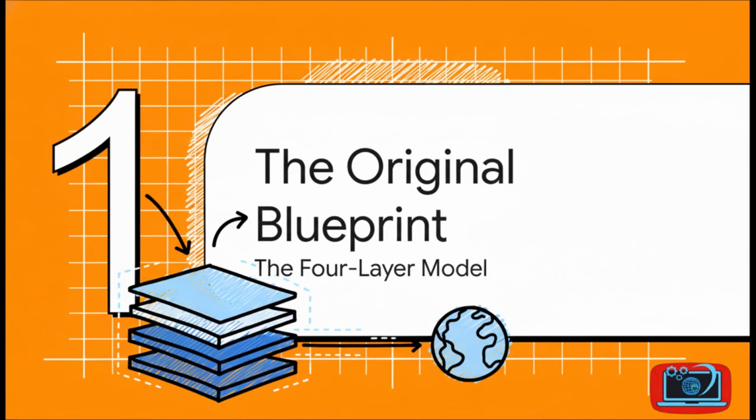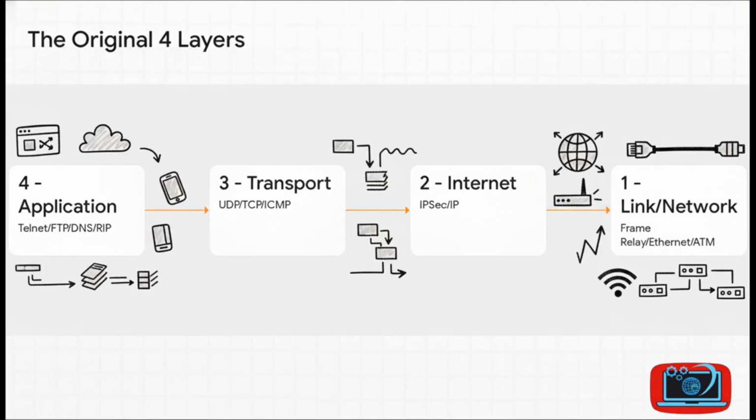Okay, so to really get a grip on the model we use today, we've got to go back in time a little bit. Let's take a look at its original, simpler design, the blueprint that really started this whole revolution. So this first version, it had just 4 distinct layers, and each layer had a very specific job to do. Handling the data as it moves from whatever application you're using, think your web browser, all the way down to the physical connection itself, like your good old Ethernet cable.